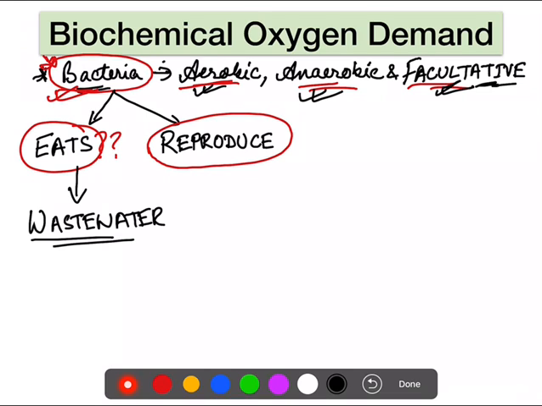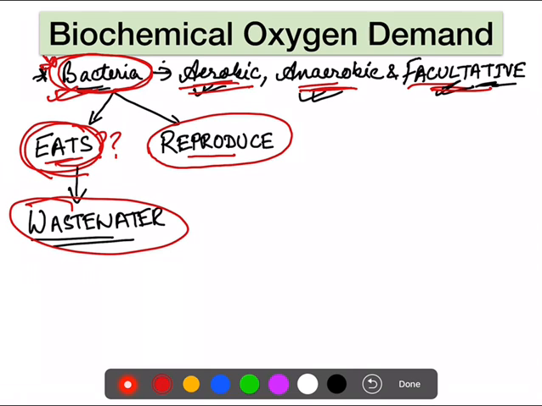Now to go in detail, I'm going step by step. How many types of bacteria are there? Three types: aerobic, anaerobic, and facultative bacteria. What are the two most important goals in the life of a bacteria? It is to eat and to reproduce. What does the bacteria eat? The bacteria eats the wastewater.